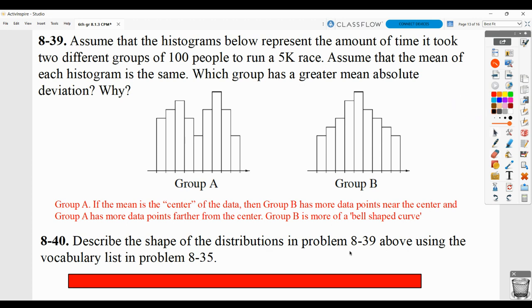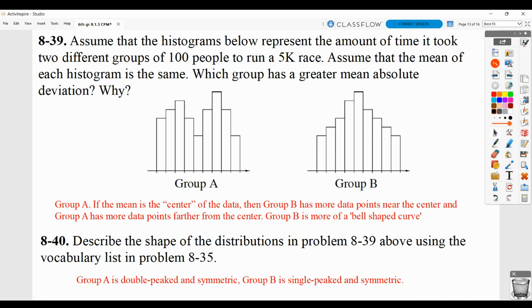Then they want you to describe the shape of the distributions in that problem using the vocab list that they gave us previously. So what you should say is that group A would be double peaked and symmetric. Double peaked, remember, means you have one area where it's got a peak and then a second area where it has a peak. And symmetric because these two are almost, not quite, but almost mirror images of each other. So if we came through with this being the mirror in the middle, those two are both fairly close to mirror images of each other.